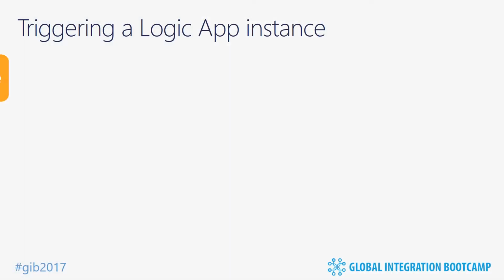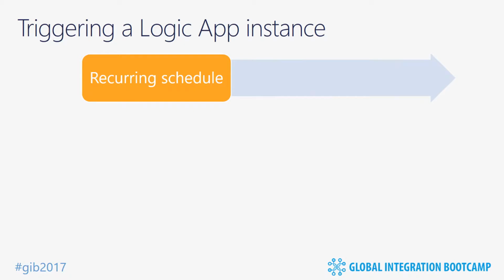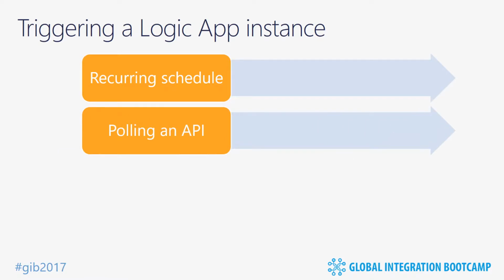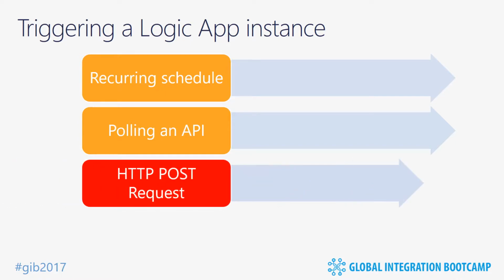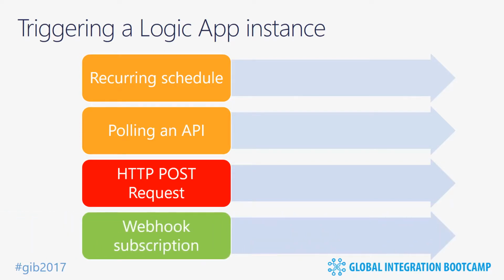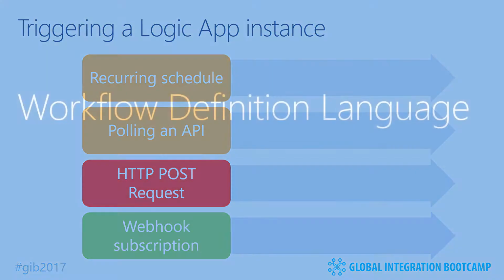So triggering a Logic App instance, there's multiple ways. You can set up a recurring schedule and have them run periodically for you. You can poll an API. For example, you might be triggered for something that arrives on a service bus queue. You can also have an HTTP post request, which is really more the manual process of triggering it. And you can set up webhook subscriptions as well, so that you can have other systems that trigger flows.